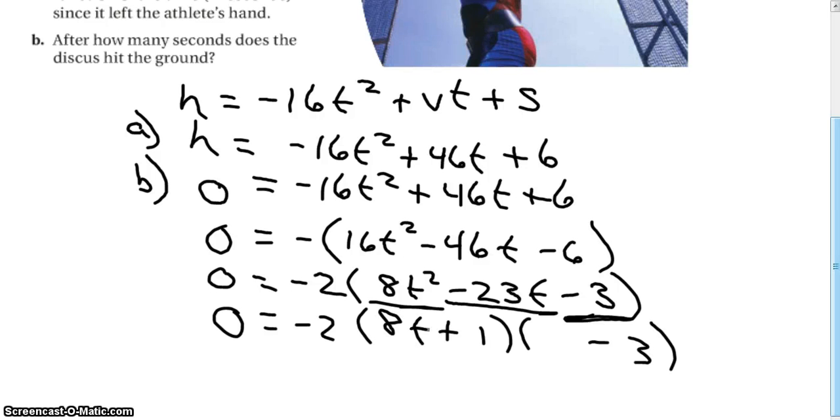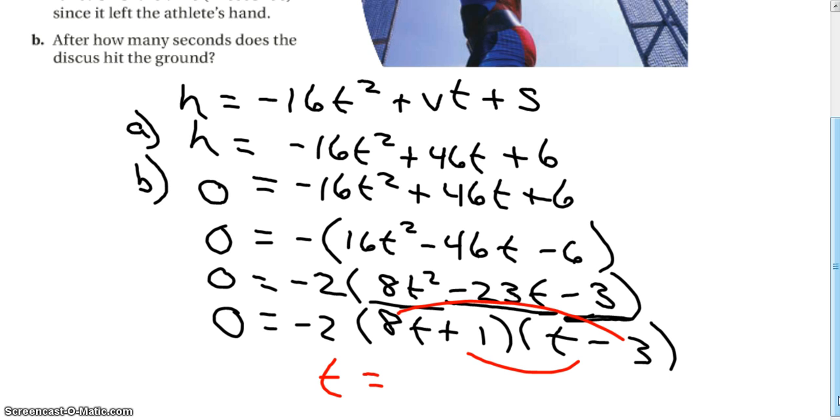Good. 8t. And then this would just be 1t, right? And if we look at the outside inside, we have negative 24 plus 1, which is the negative 23 we need. Okay? So, we have a familiar solution, don't we?